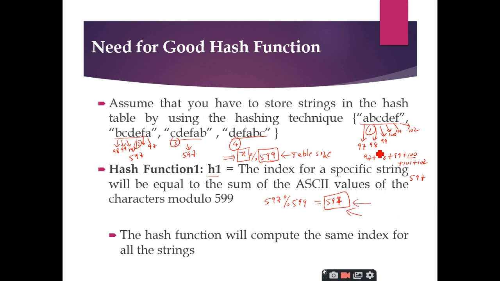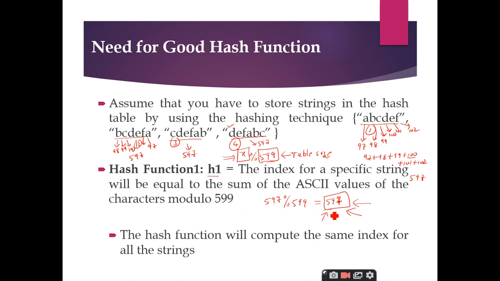So every time, for all these strings, we are getting a common key, which is 597. The result will be the same for this also. Why? Because the string remains the same. We are just interchanging the positions of the letters, but the number of letters and the letters used to represent the strings remain the same. So all of them result in the same value, and hence all of them will be pointing to the same index number, which is 597.